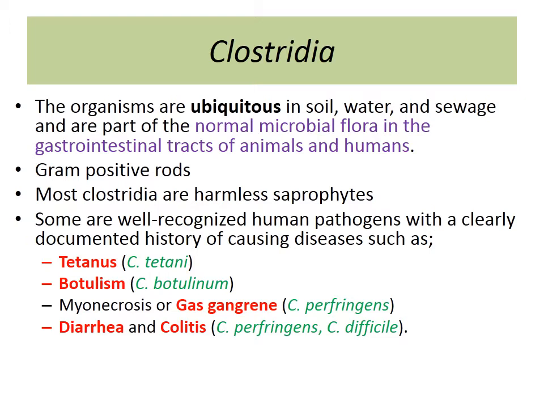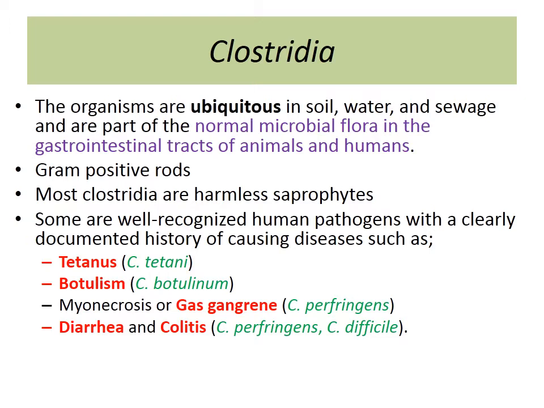So this particular family of organisms is ubiquitous. This means present everywhere. It's in the soil, it's in the water, it's in the sewage, and on top of that, which is something that you need to remember, we have this one as a normal microbial flora. So this is a human and animal normal microbial flora, and we harbor this particular organism in our intestines. Okay?